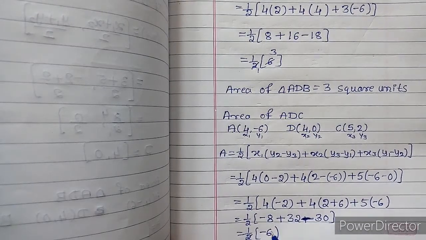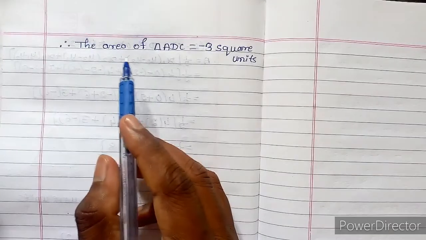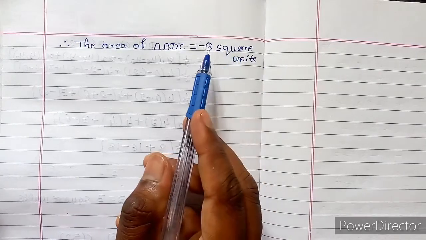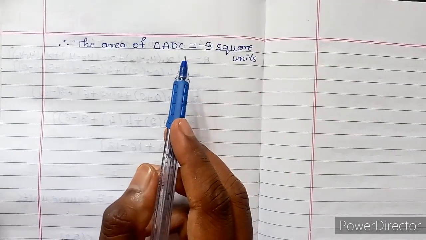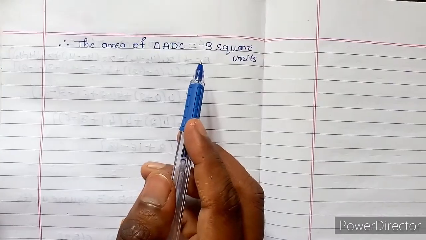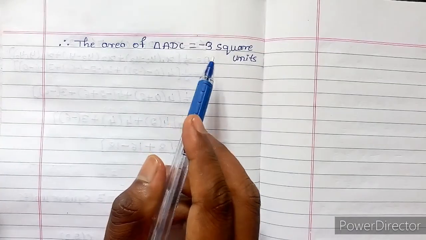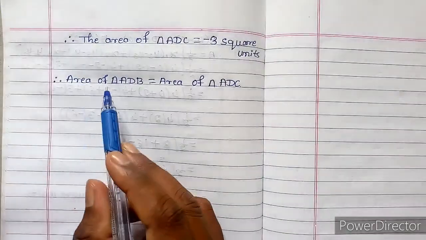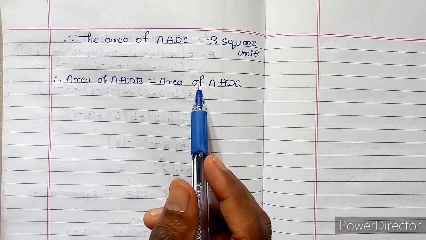Then next 2 1s are 2, 2 3s are 6. Then the area of triangle ADC is minus 3 square units. But area is always positive, therefore minus 3 is written as plus 3. Therefore the area of triangle ADC is plus 3 square units. Therefore here area of triangle ADB is equal to area of triangle ADC.